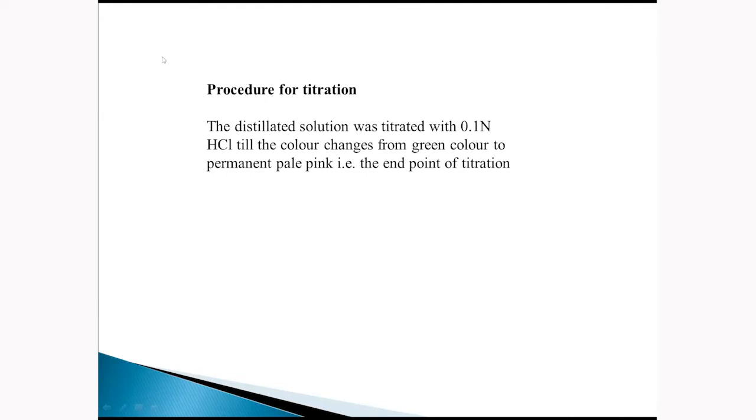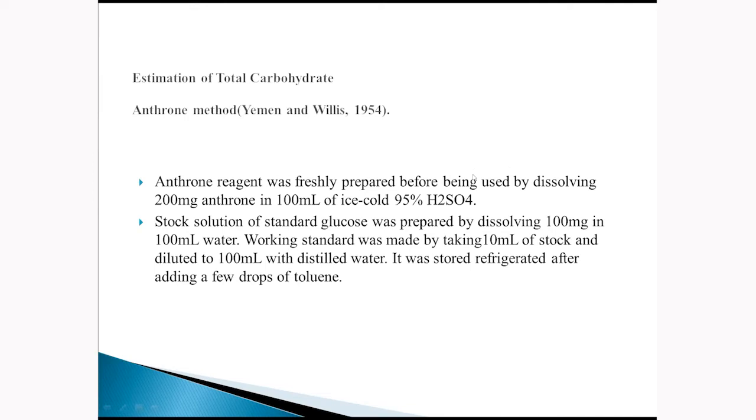So next is the titration process. The distillate solution was titrated using 0.1 normal HCl solution till the color changes from green to the permanent pink color. So in this step, the color which changed from pink to green finally changes again into the permanent pink color, and this indicates that the titration has ended, and this is the end point of titration. So we have to estimate the total carbohydrate content using this anthrone method.